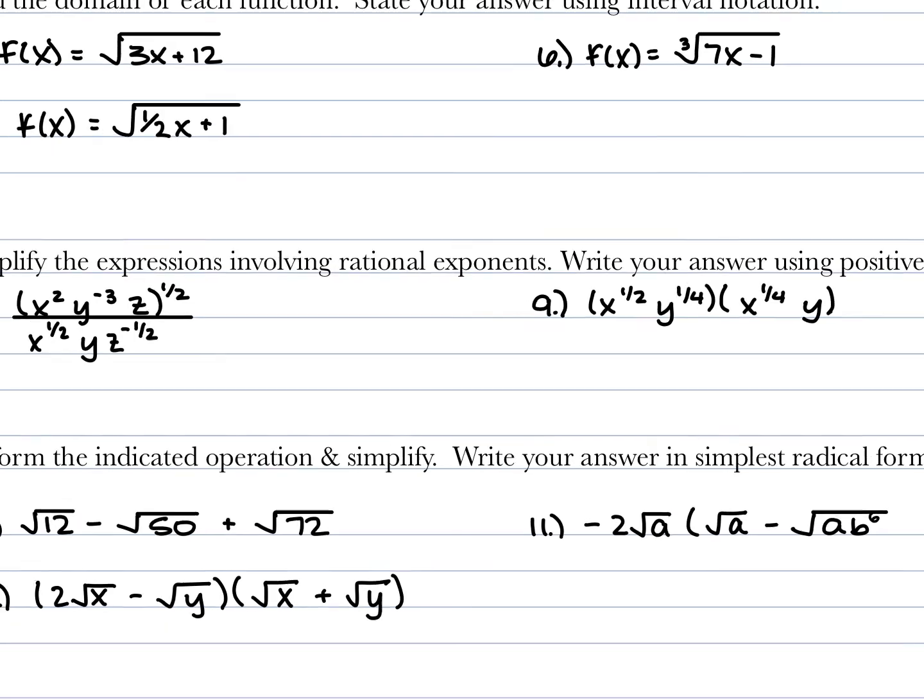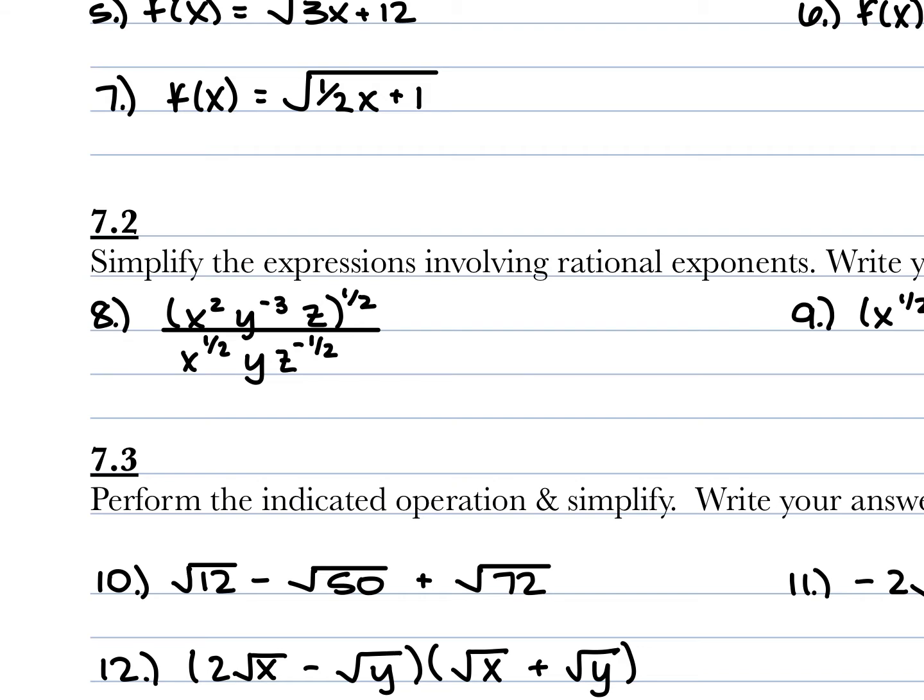So for number 8, we have x to the power of 2, y to the power of negative 3, z to the power of 1, all raised to the 1/2 power, all divided by x to this 1/2 power, y, z to the negative 1/2 power. So if we first sort of distribute that power of 1/2 to all of the terms up top, this is going to give us x to the power of 1, y to the power of negative 3 over 2, z to the power of 1/2. And this is all over x to the 1/2, y to the first, and z to the negative 1/2.